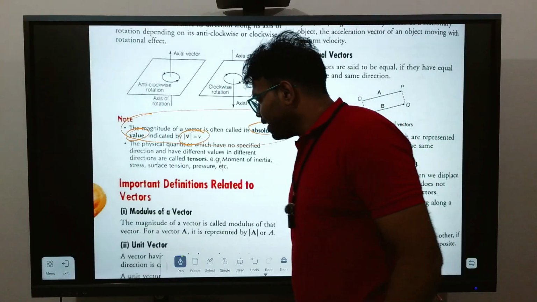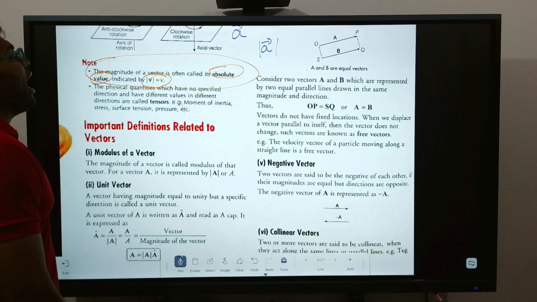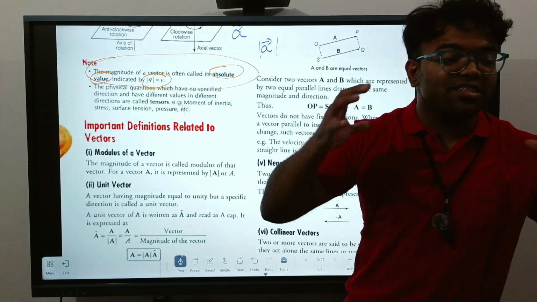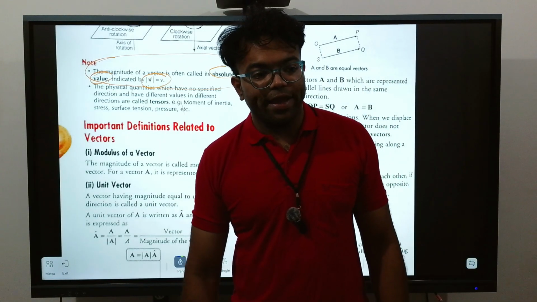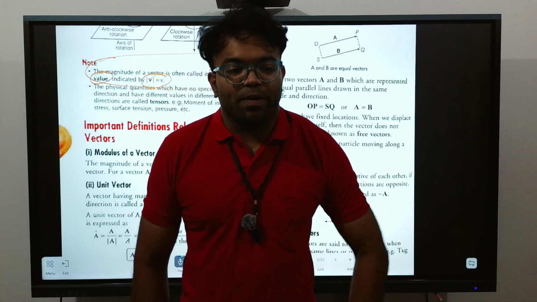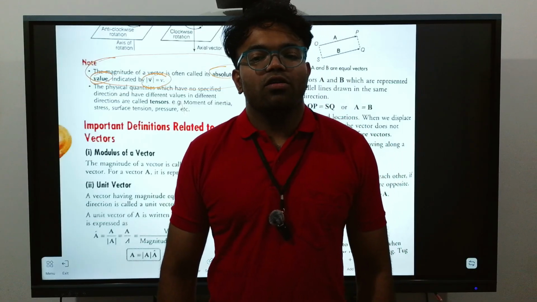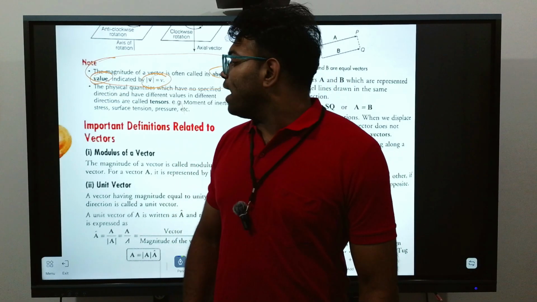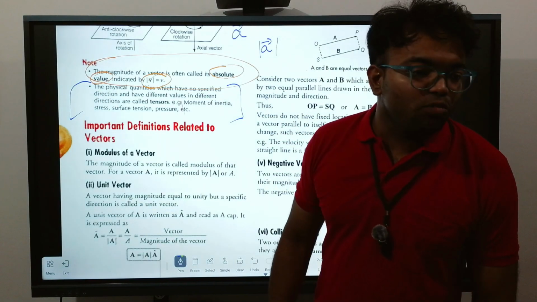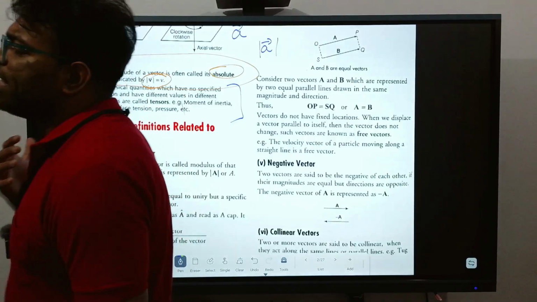Okay. Next. The physical quantities which have no specified direction and have different values in different directions are known as tensors. This is an MCQ-based question. Basically, you don't have a specific direction, and in every single direction you go, you have a different value of magnitude. That is called a tensor. Stress, moment of inertia, surface tension, pressure, all of these are examples of tensors.